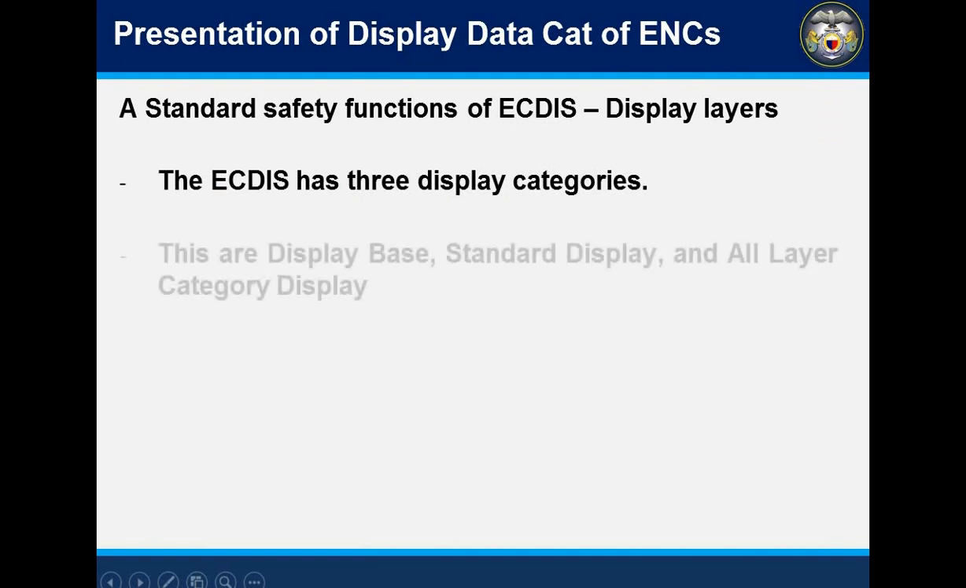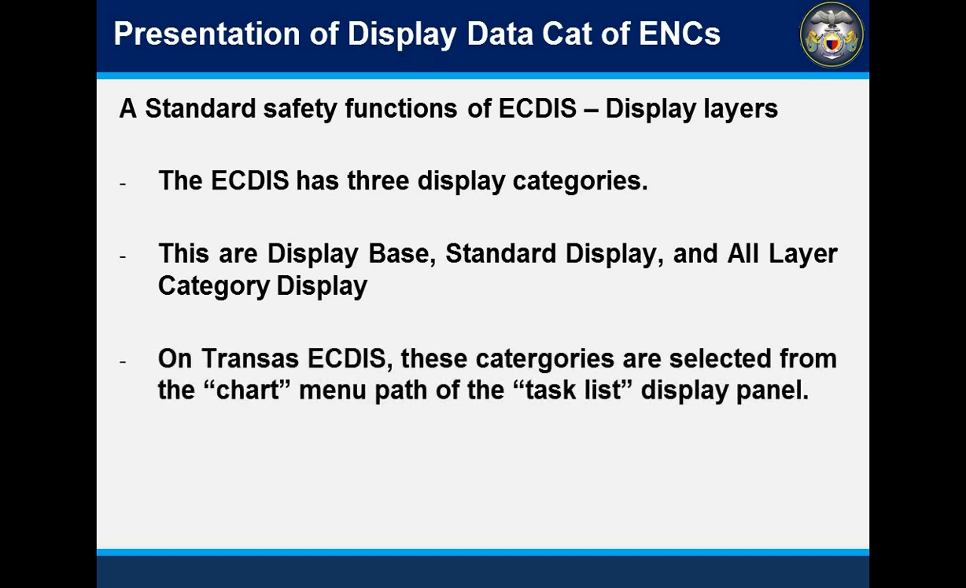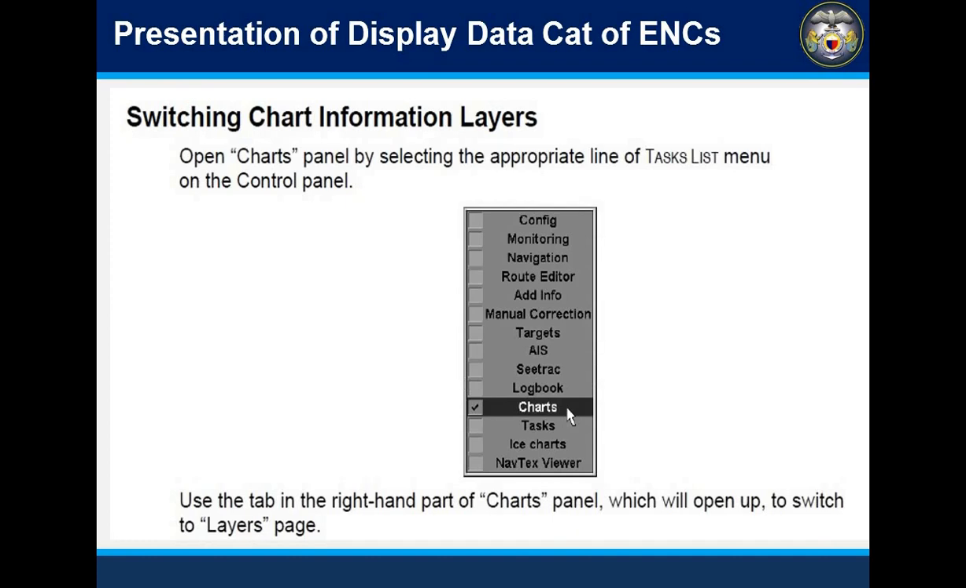We go now to the ECDIS display category. So there are 3 display categories of ECDIS. And this also involves the display layer. These are the display base, standard display, and all layer category display. So on Transas ECDIS, 3 categories are selected from the chart menu path of the task list. So yung task list, bubuksan mo yon, makikita mo yung chart, select mo, yun na yun. Okay, that is just the example.